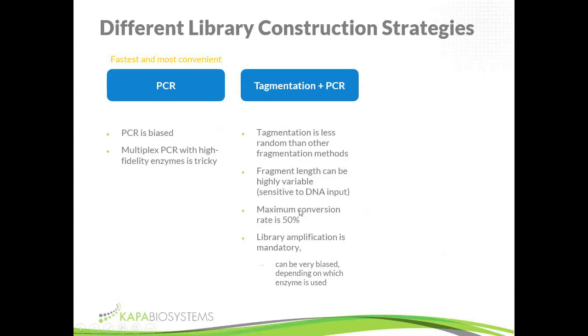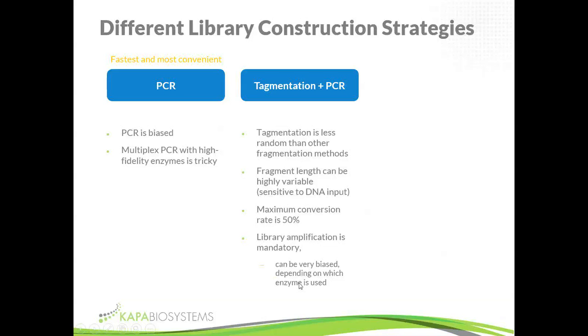And then library amplification is mandatory, because the transposase carries just a very small stub of the adapter, which has to be completed by PCR. And then depending on the PCR enzyme that's available for the method or the kit that you choose, that amplification can be biased and can contribute to uneven coverage and dropouts in the end.